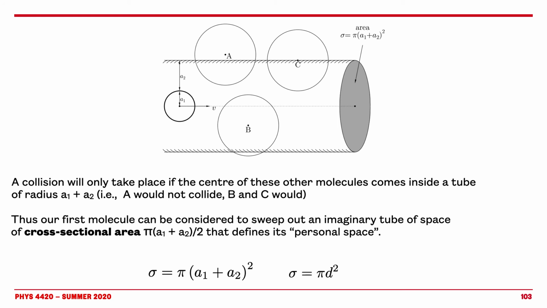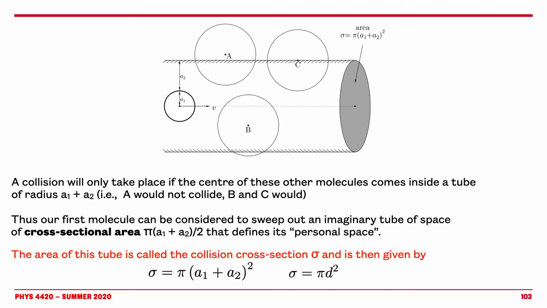So this is the personal space. If the other particle does not get into the cylinder, so the center does not get into the cylinder, then they will not interact. That's what's called the cross-section. So the area of the tube is called the cross-section sigma, and of course that cross-section will be that circle of surface pi (A1 plus A2) squared. So that's what we call the cross-section.